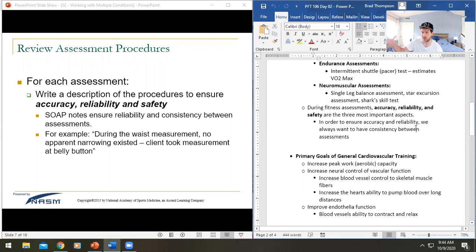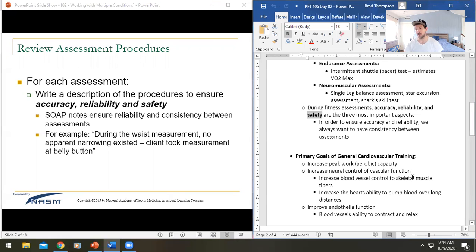Don't put somebody through a shark skill test where the boxes are 2 feet large, and then the next time you put them in there like 1 foot large, right? That's going to throw off how accurate your assessment is. And always make sure that your assessments are safe. That is super important as well.